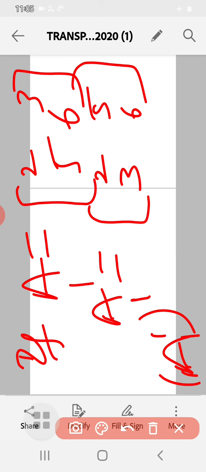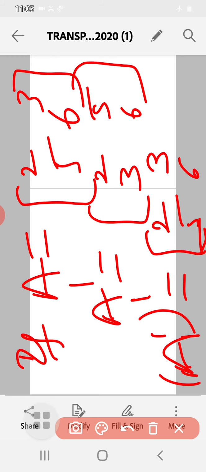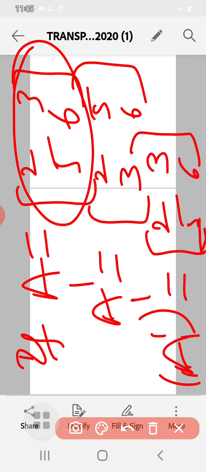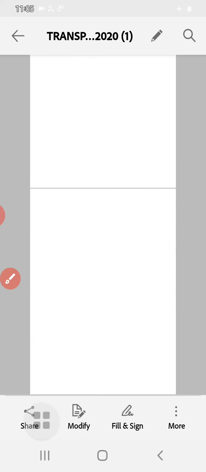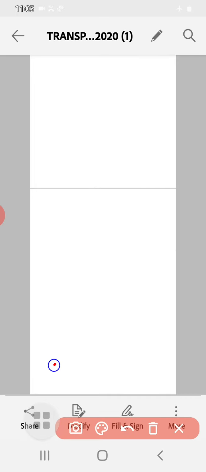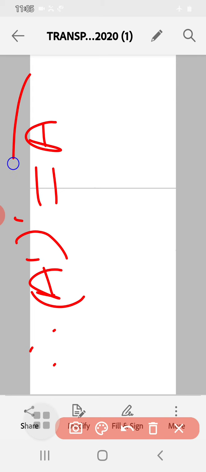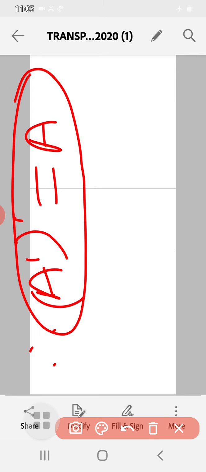If I transpose once again, that will be what? 2, 5, 3, 6. See, this is the given matrix. That is equal to what? A. That means if we transpose a matrix 2 times, we get the same matrix. So this is one of the properties of transpose of a matrix.